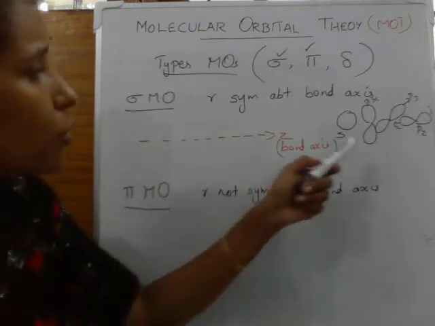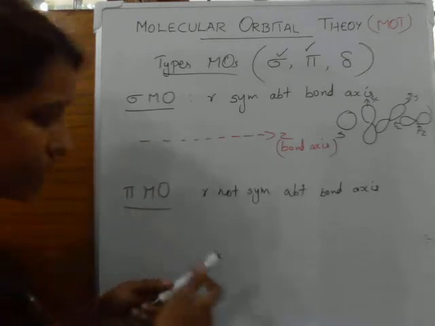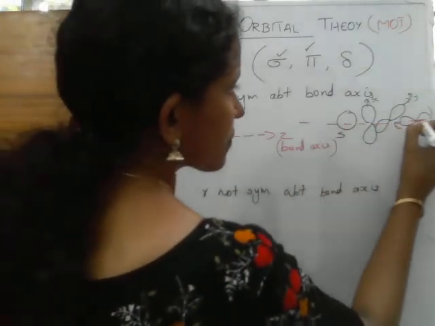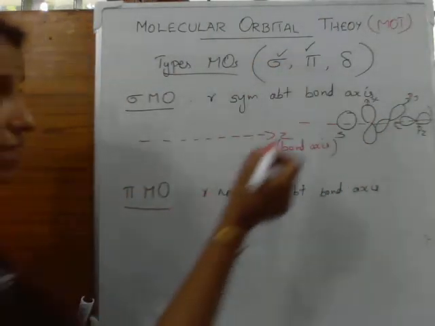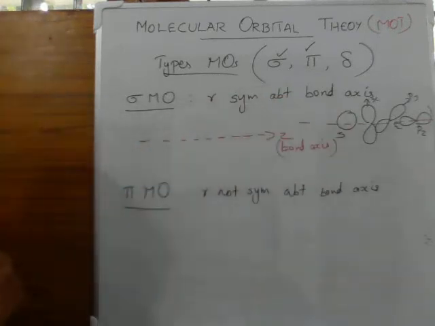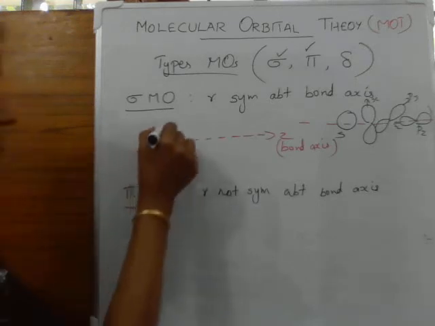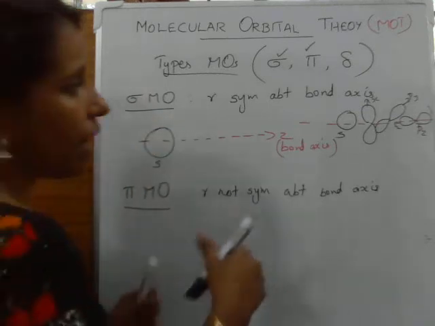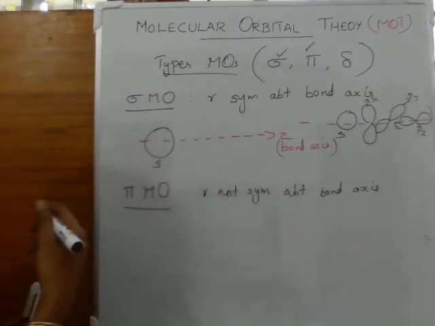So, which are the atomic orbitals that are symmetric about the bond axis? If this is the bond axis, which all atomic orbitals are symmetric? Here this S atomic orbital is spherical in shape. It is symmetric, right? So, the combination of S atomic orbitals results in sigma molecular orbital. Then out of px, py and pz, which is symmetric about the bond axis?